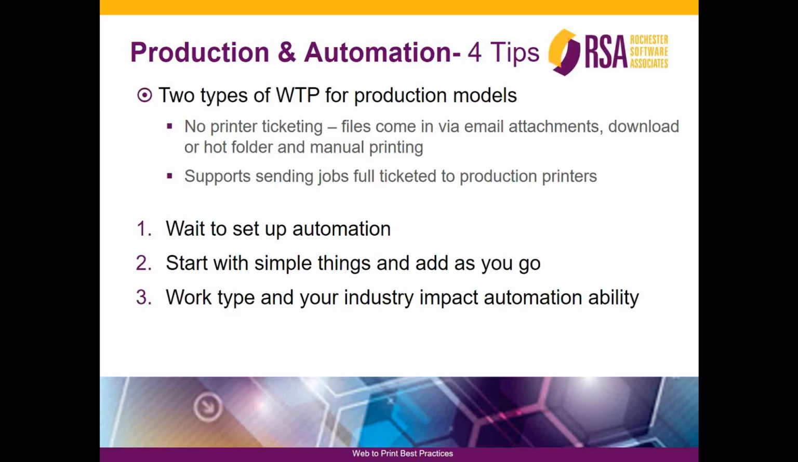So now we'll get into production and automation. I know I'm generalizing here, but there are two different basic types of web-to-print systems out there as far as what the production capabilities are. Both of them have an ordering front end, but one of them is going to do manual printing. That means you can either download the file, or it comes as an email attachment, or it comes in a hot folder or an FTP site, and you manually print that using a print driver, the print driver that came with the printer.